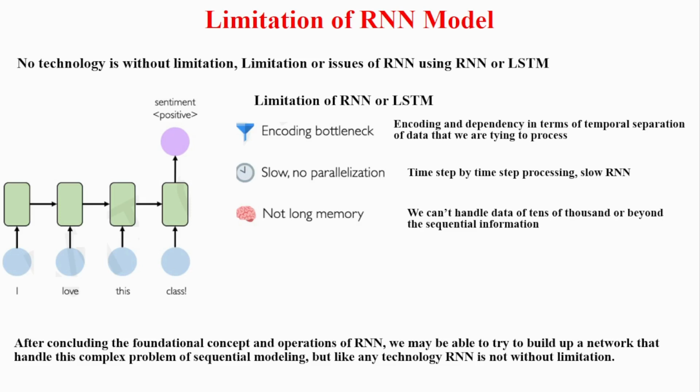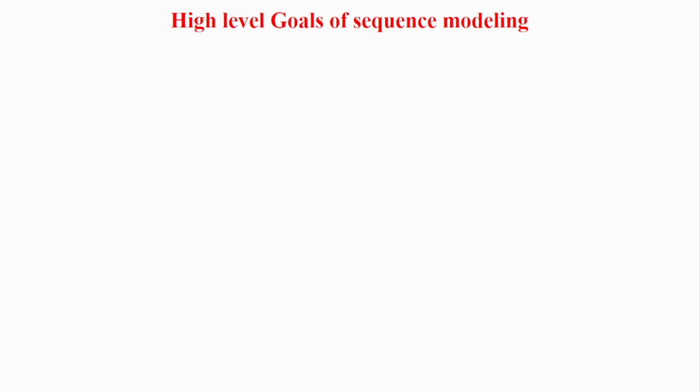And because of these, very recently there's been a lot of attention on how we can move beyond the notion of step-by-step recurrent processing to build even more powerful architectures for processing sequential data. To understand how we can start to do this, we can start by just defining the high-level goals of a sequence model.